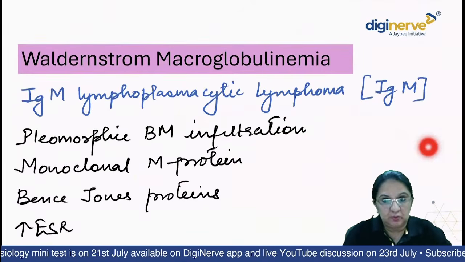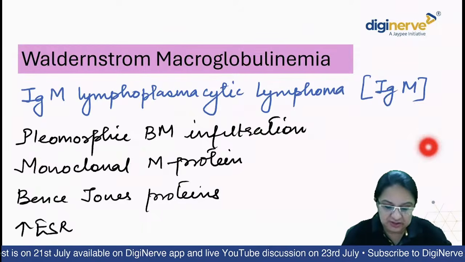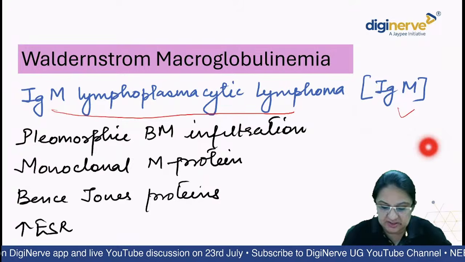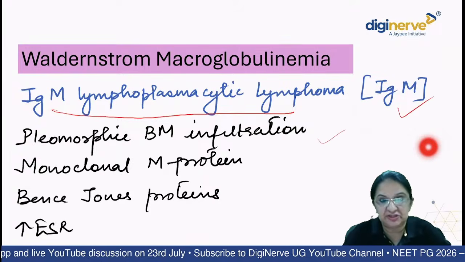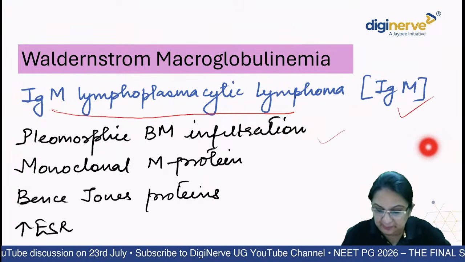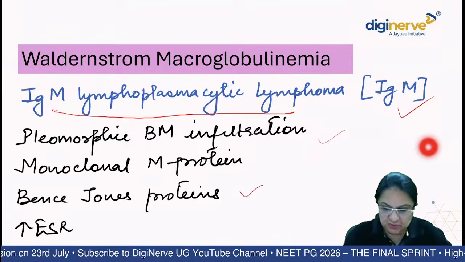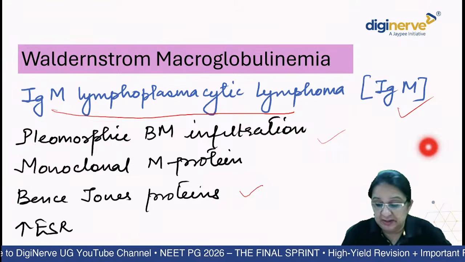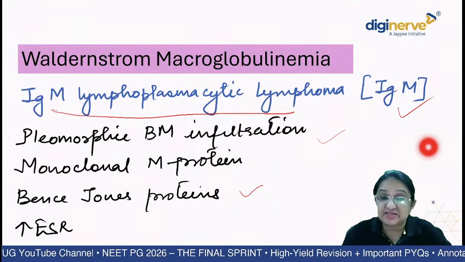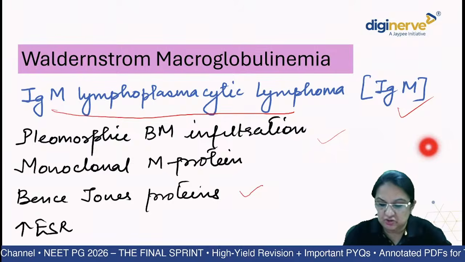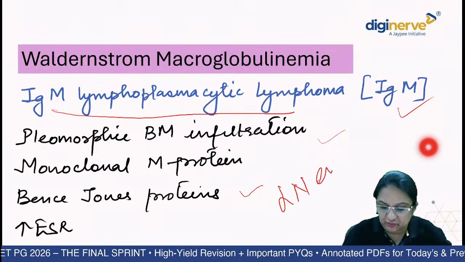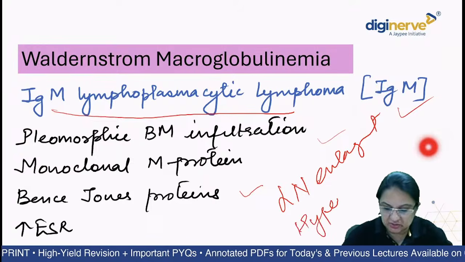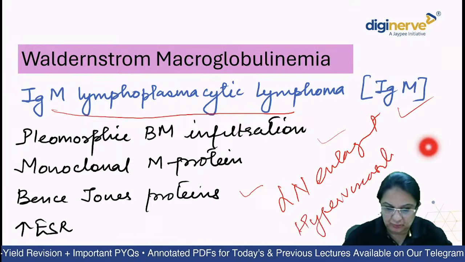So, Waldenstrom macroglobulinemia, also it is IgM, lymphocytic lymphoma. IgM is found here, pleomorphic bone marrow infiltration. Again, you see monoclonal M protein, Bence Jones proteinuria, and ESR is also raised. However, unlike myeloma, lymph node enlargement is there here. Hyperviscosity is also there. So here you see lymph node enlargement. And like myeloma, you also see hyperviscosity.